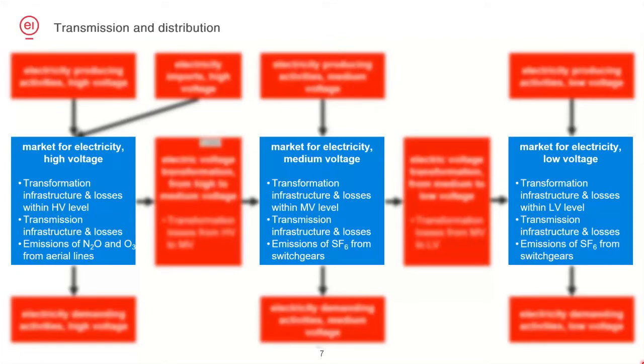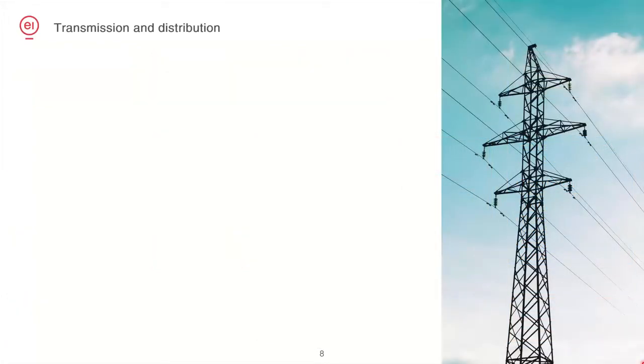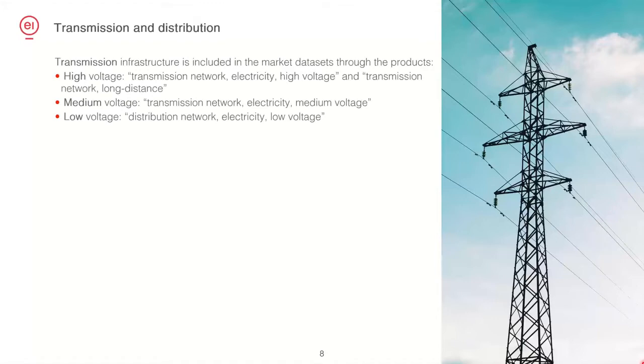As the next step, we will come back to the electricity markets and look at the transformation that happens in them. So we have transformation and transmission happening in all the markets. And the transmission is modeled by 3 infrastructure data sets. So on each of the levels, we have inputs of infrastructure that bring impacts from the production of the whole distribution network to the electricity.